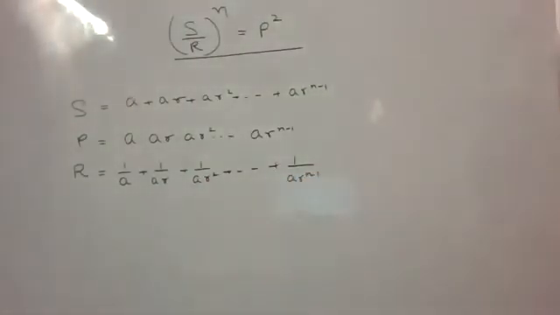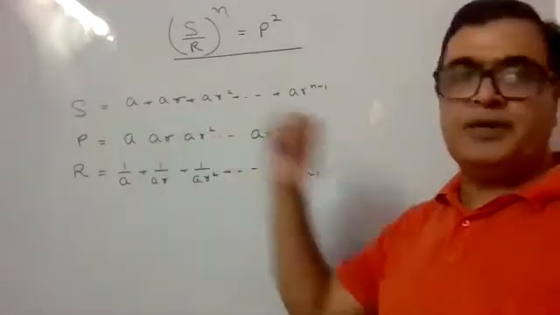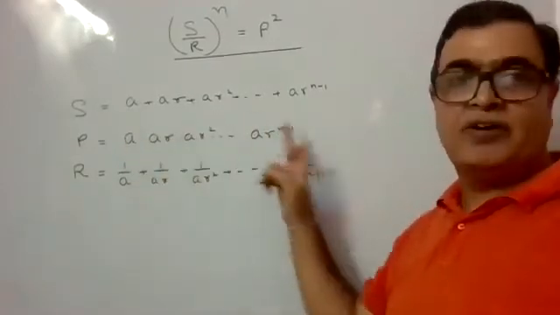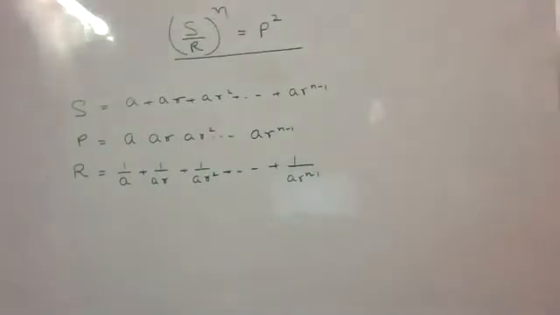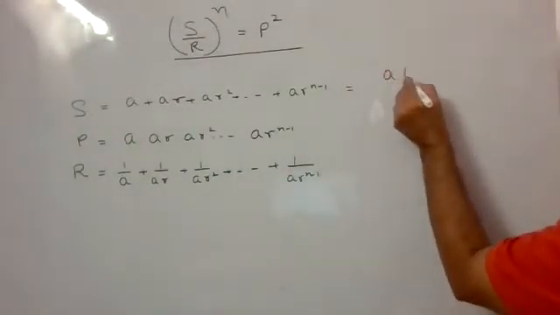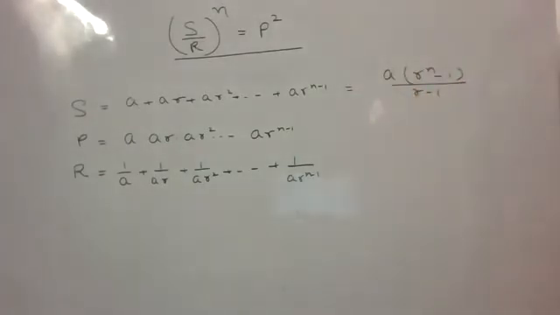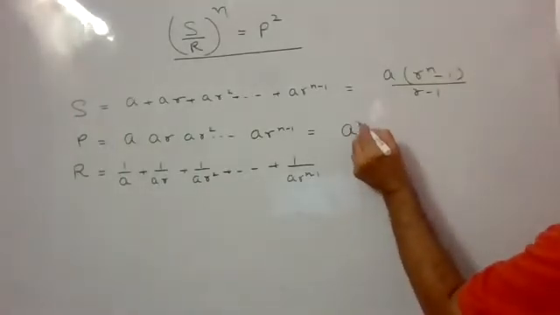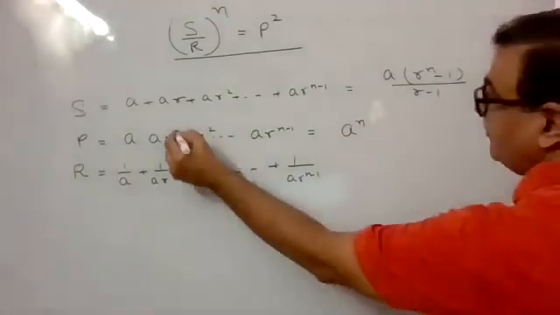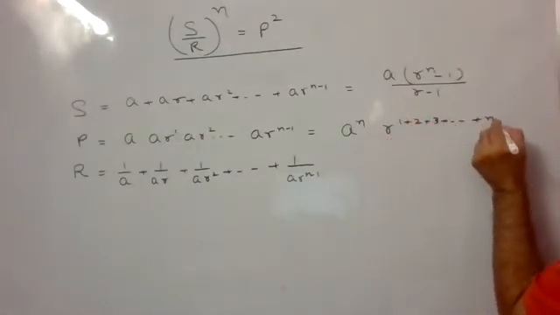We know the formula, this is a GP. In this case, powers will add up, and in this case, again, it's a GP. So you know what S is? S is A R power n minus 1 by R minus 1. This is the S value. Here, when you take, it will be A into A into A into A. How many? A power n. And what will be your R power? R power will be 1 plus 2 plus 3 till n minus 1.